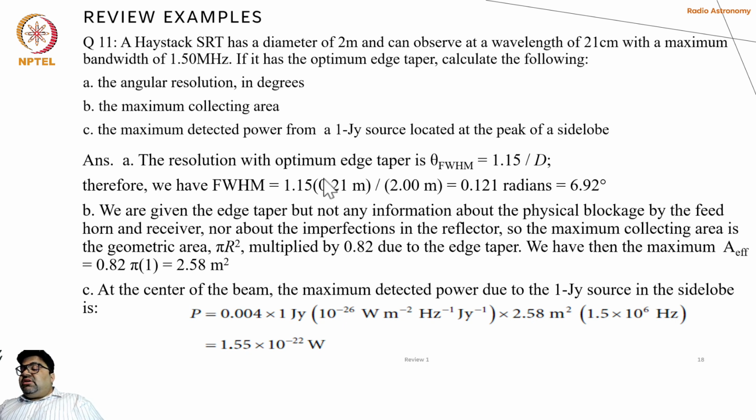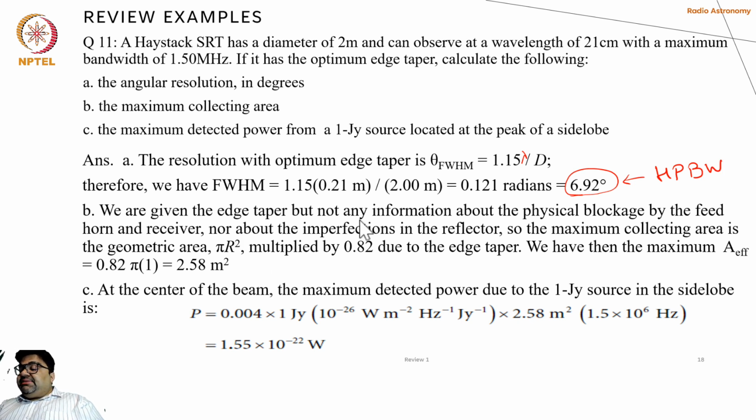So the resolution with optimum edge taper has theta full width half maximum, or HPBW, the same thing, is 1.515 divided by D. Also the lambda is there, I believe. Yes, there's a typo. So if you put all of them together, you get the FWHM is 6.92 degrees, which is also the half power beam width. They're the same thing.